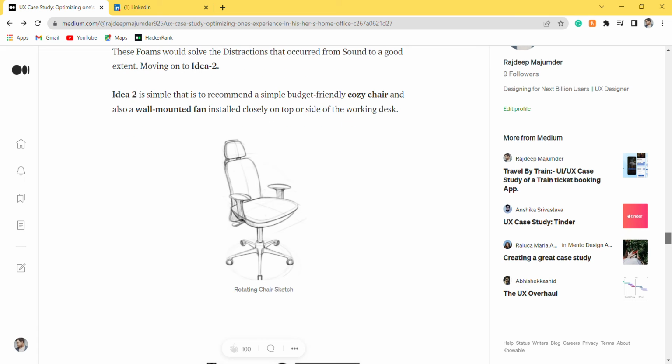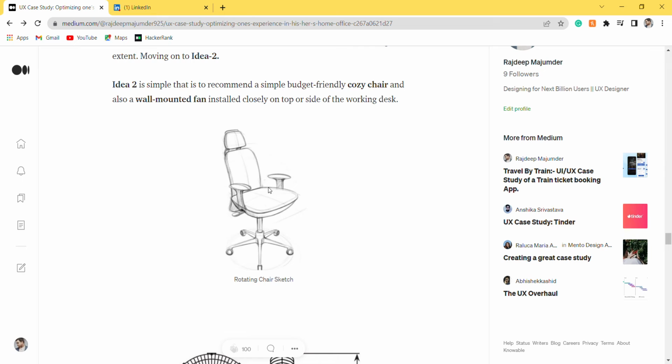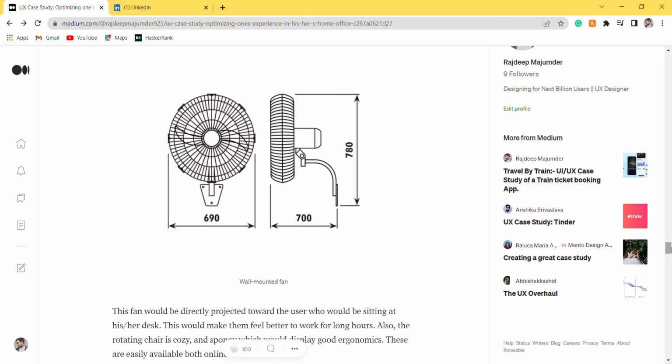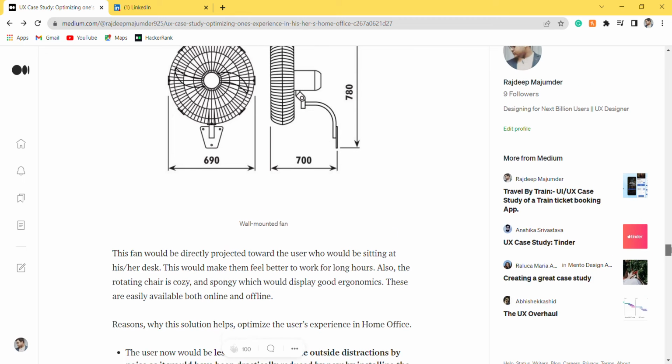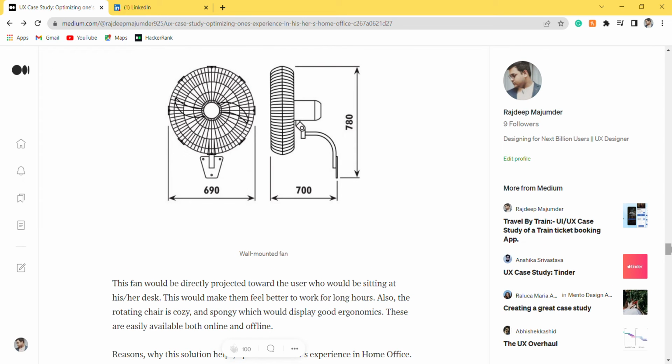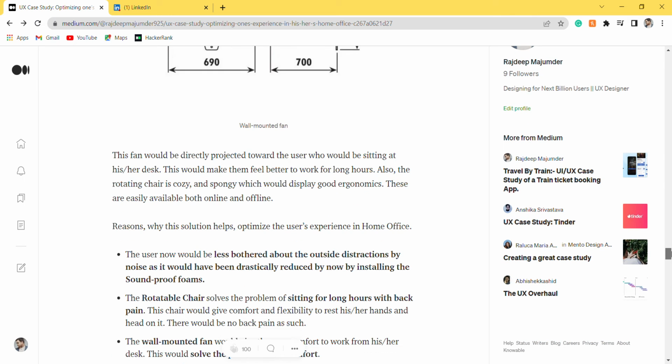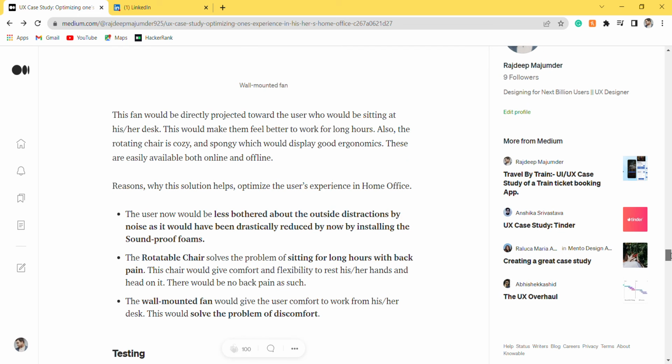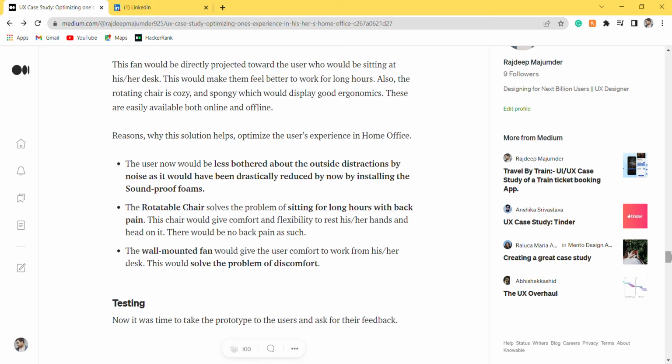My idea 2 was a wall mounted fan and a cozy rotatable chair with arm support and back support. This was for maintaining good ergonomics at the office chair, and this is the wall mounted fan. This wall mounted fan would be directed straight at the user in order to eliminate the discomfort that the user faces in hot and humid weather. Okay, so now I have solved the sound distractions and the uncomfortable feeling issues at your home office.